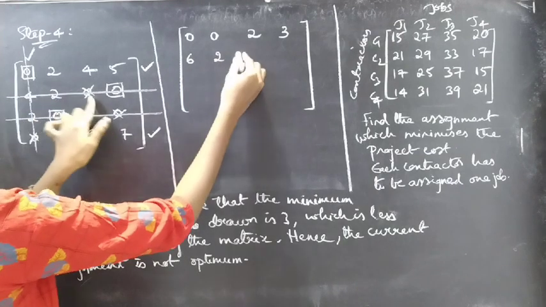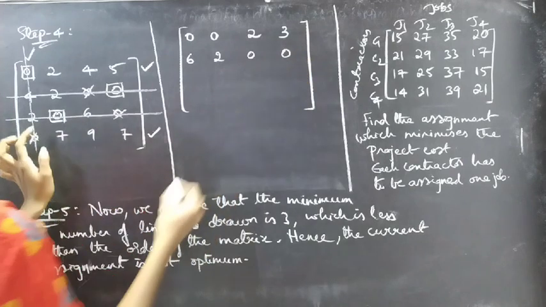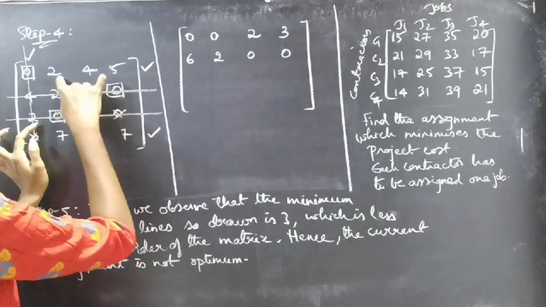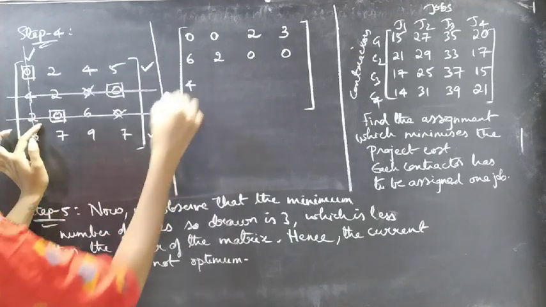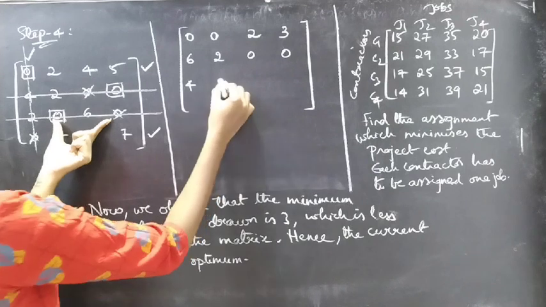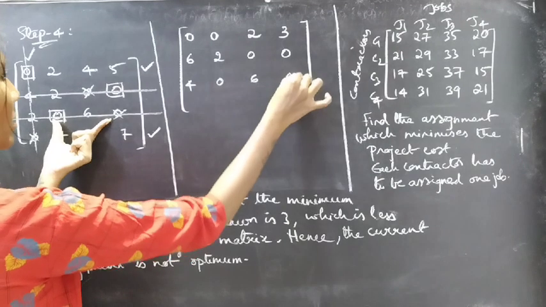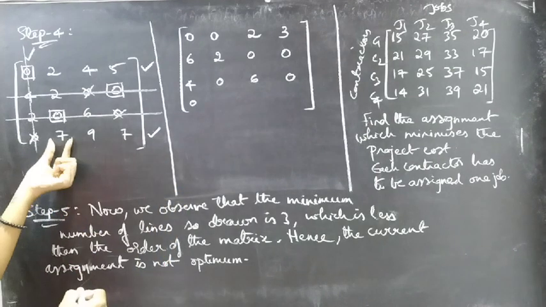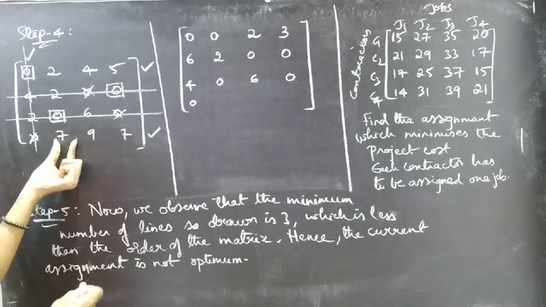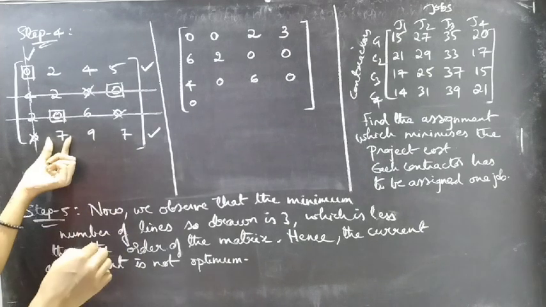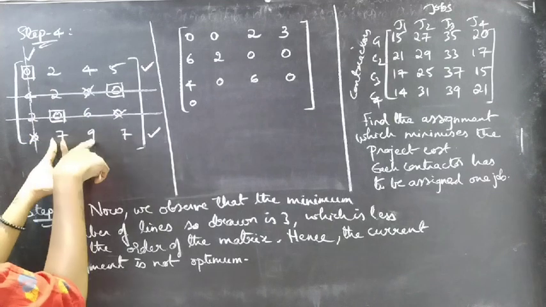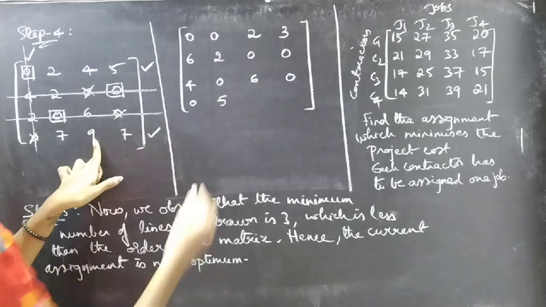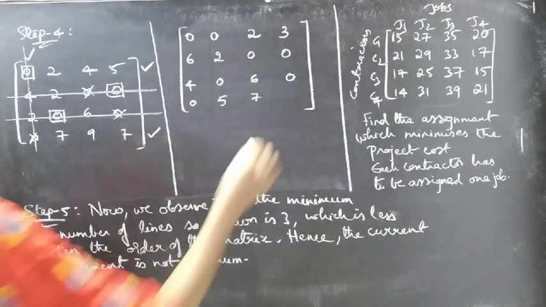You can write these numbers as it is. Again we'll have an intersection, so add 2 to this number. So 2 plus 2 is 4. And again you'll write these 3 entries as it is. This entry also as it is. And here you're having 7, which is uncovered by lines. So we'll subtract 2 from this 7, 9 and 7. 7 minus 2 is 5, 9 minus 2 is 7, 7 minus 2 is 5.